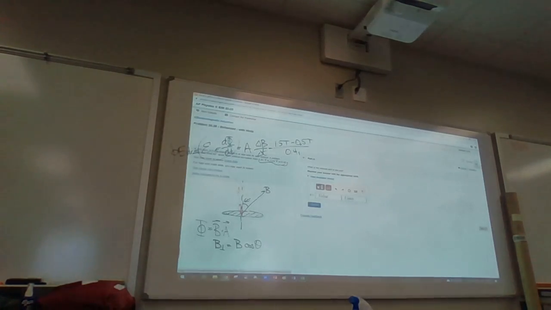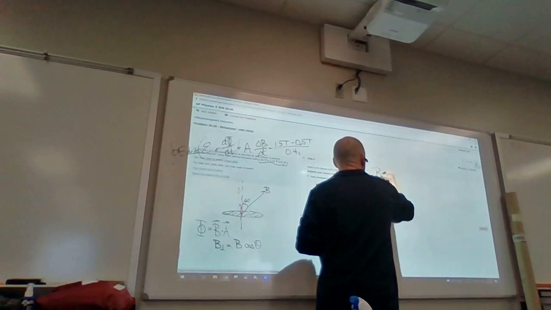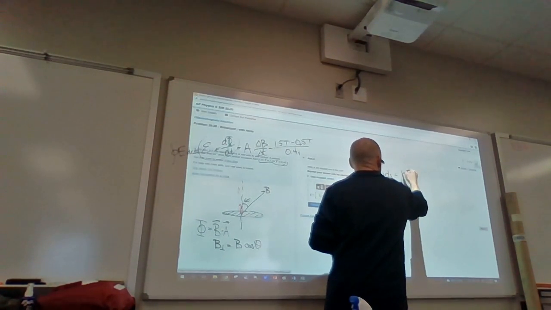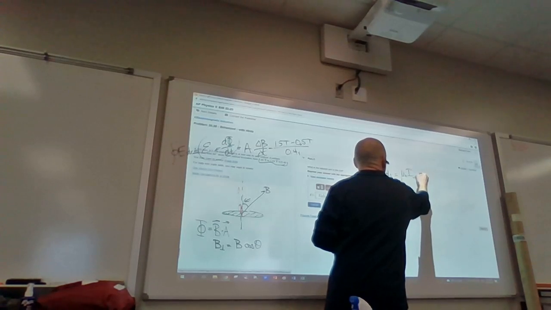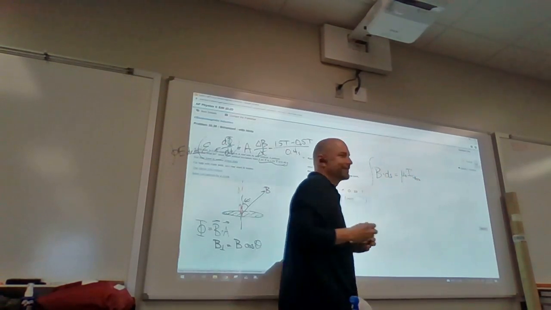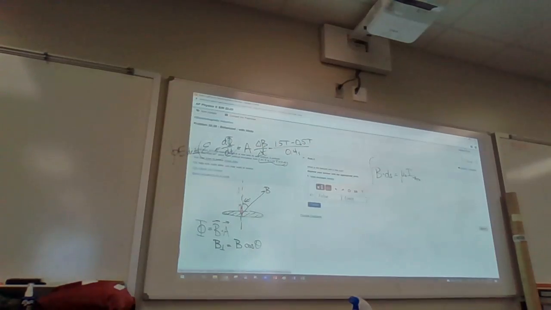Ampere's is the current through the loop thing. Yeah. Okay. And that says how much magnetic field will be produced by current. Okay.